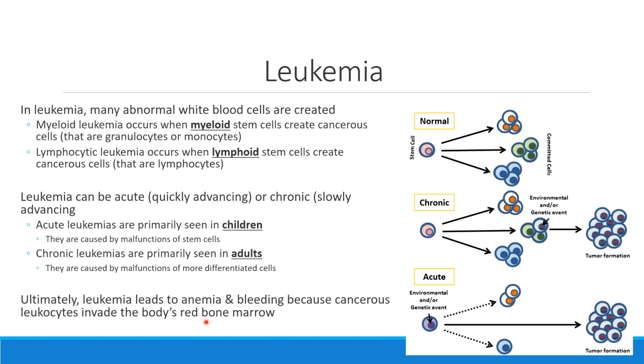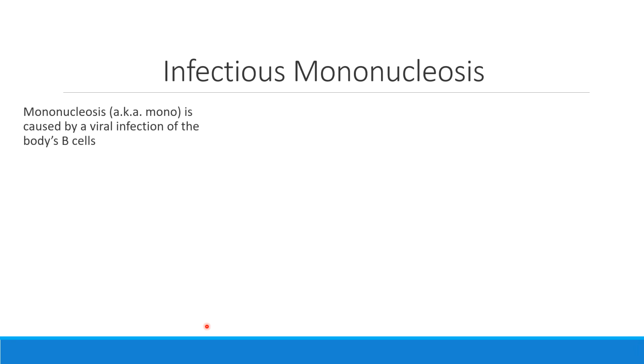So the first disorder of leukocytes, leukemia, cancer of the white blood cells. The other disorder of leukocytes that I want to mention is infectious mononucleosis. It's more likely that you've heard of this just called mono. When we talk about mono, we're talking about an infection of the body's B cells. So remember, B cells are lymphocytes. They can turn into plasma cells or memory B cells.